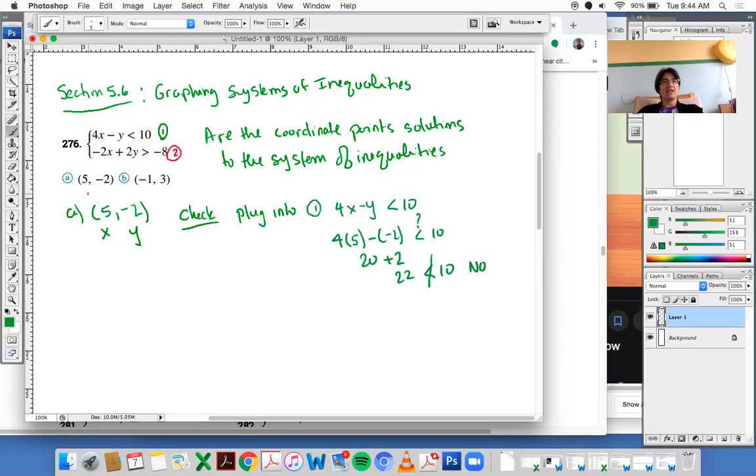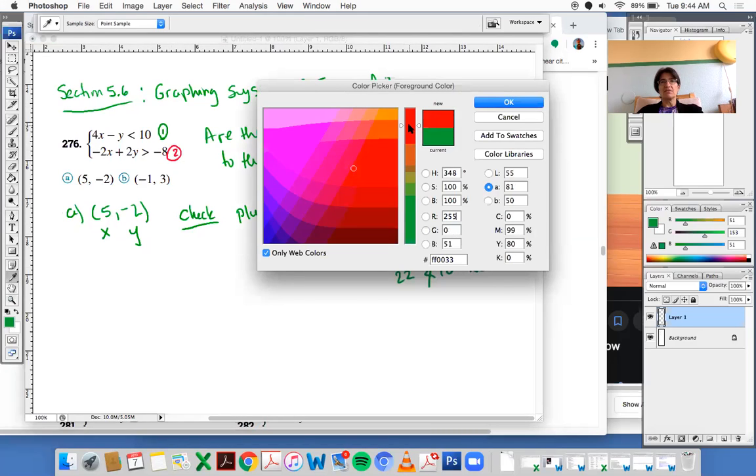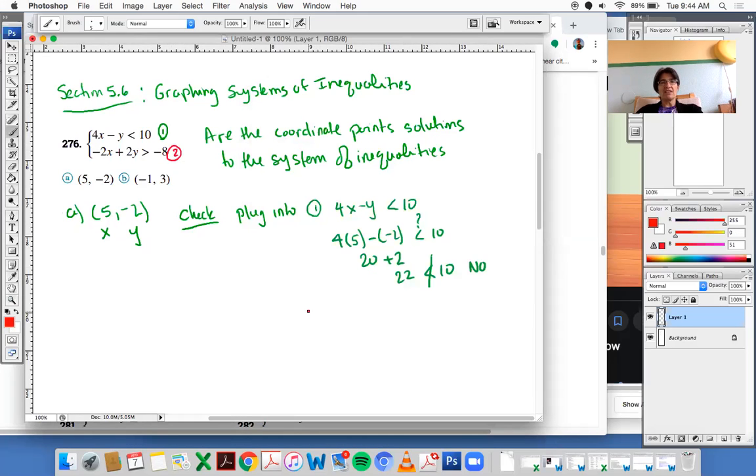So the coordinate point 5, -2, if you plug it into the first inequality, doesn't work because 22 is not less than 10. If it doesn't work in one of the inequalities, it's not going to be a solution to the system. Once it doesn't work, you can stop. But typically you want to plug it into both, because it needs to work in both. So I'm going to plug in the second one just to see what happens.